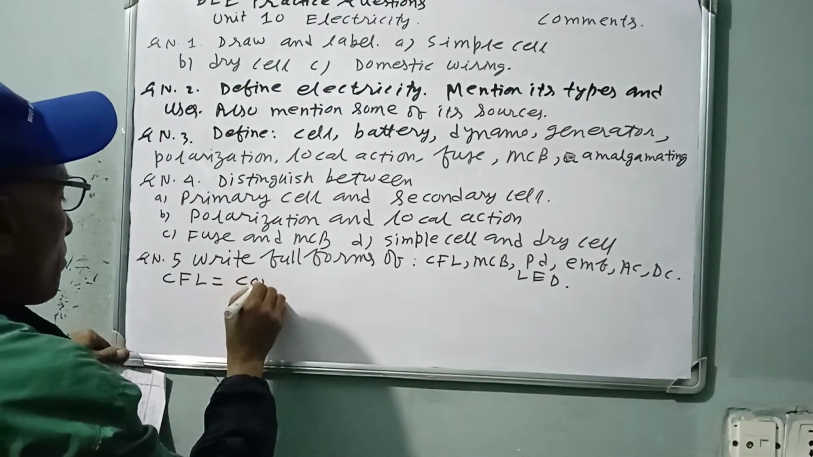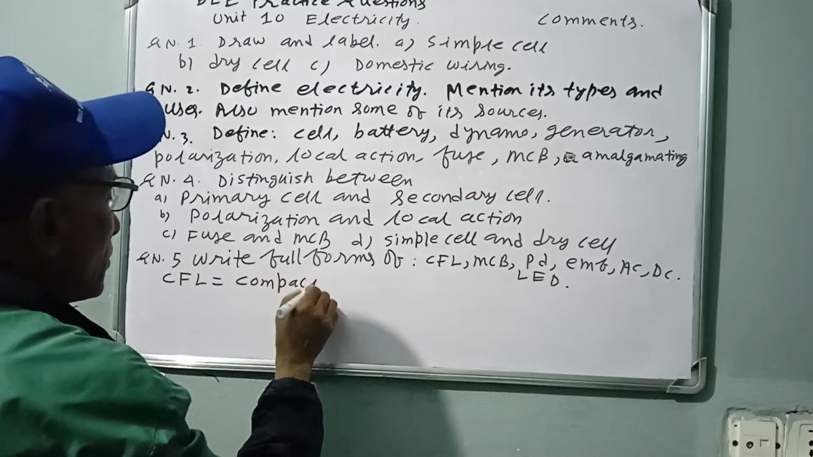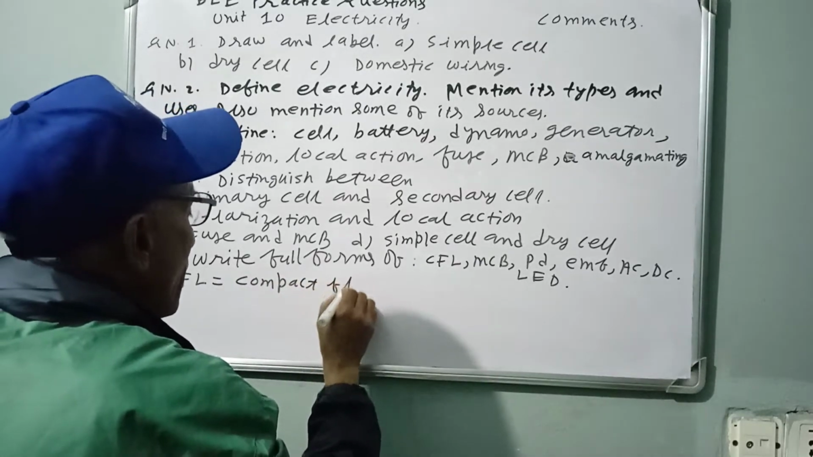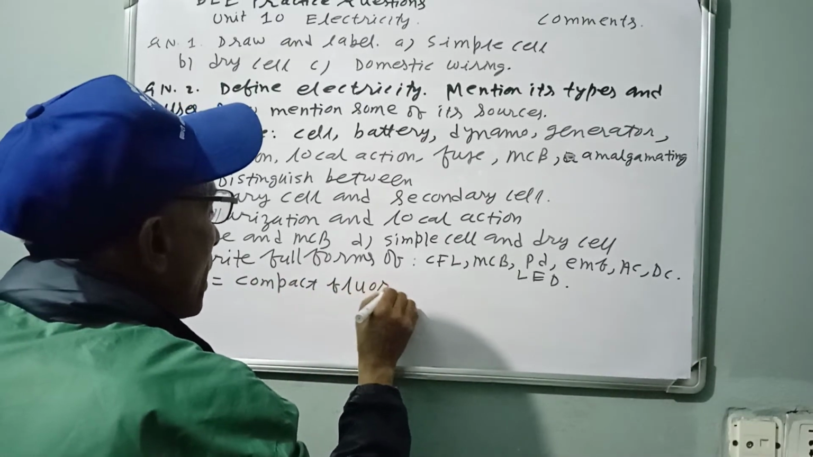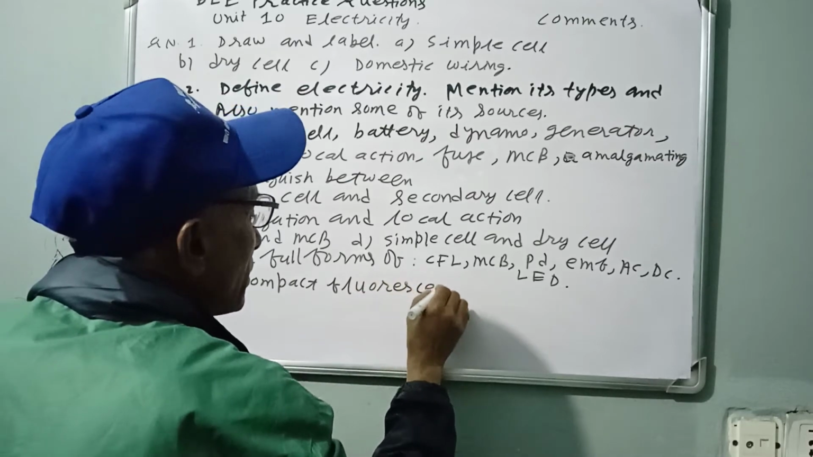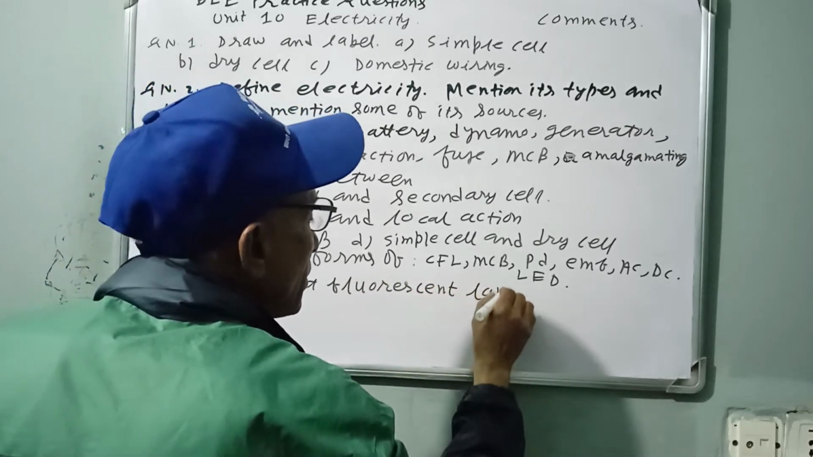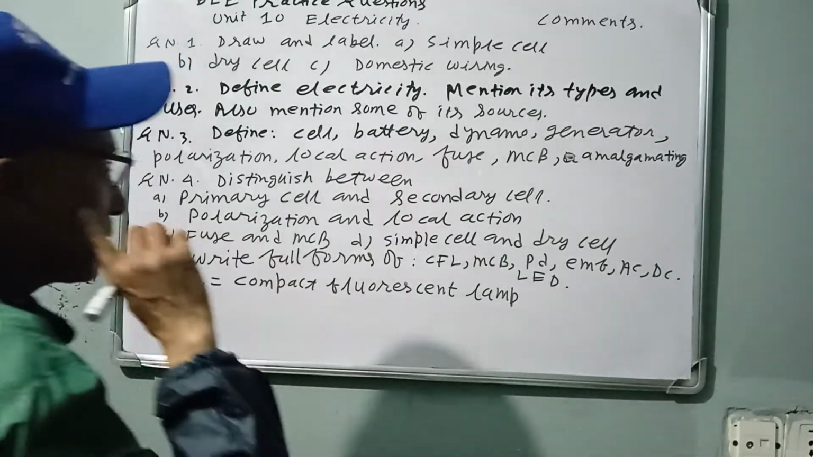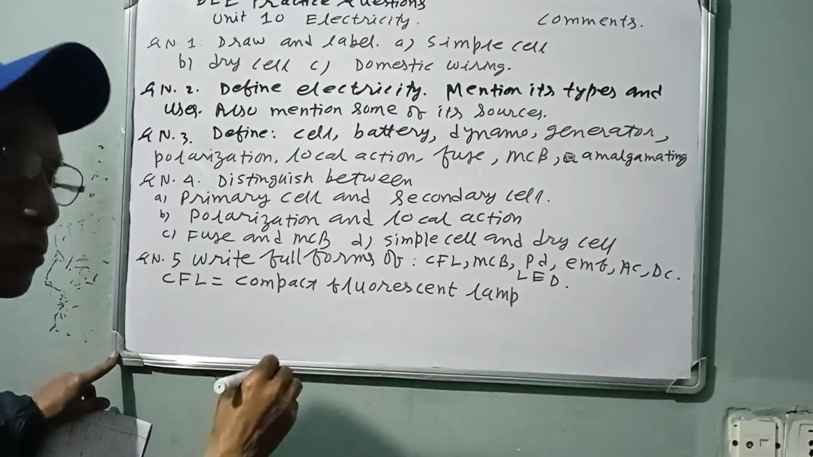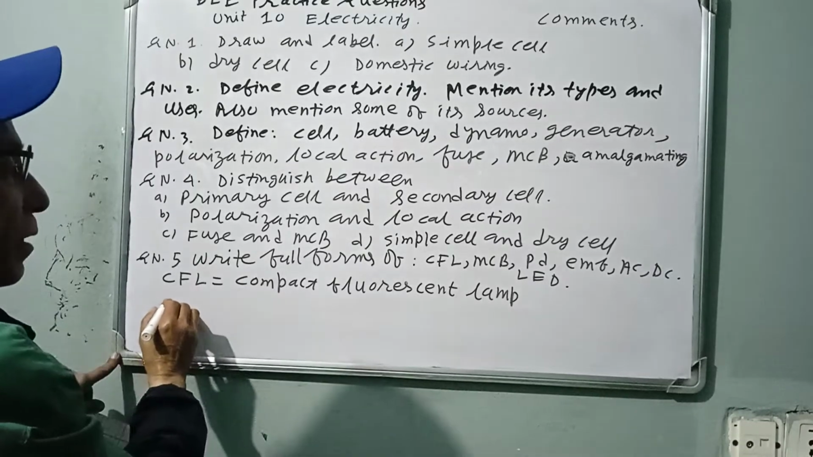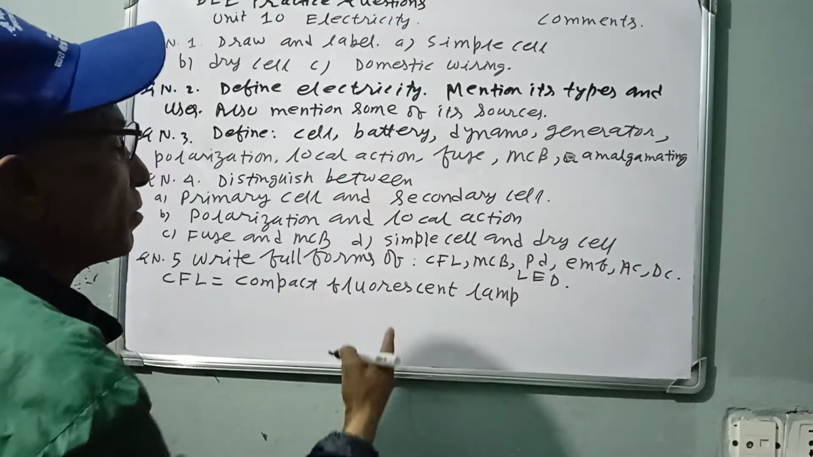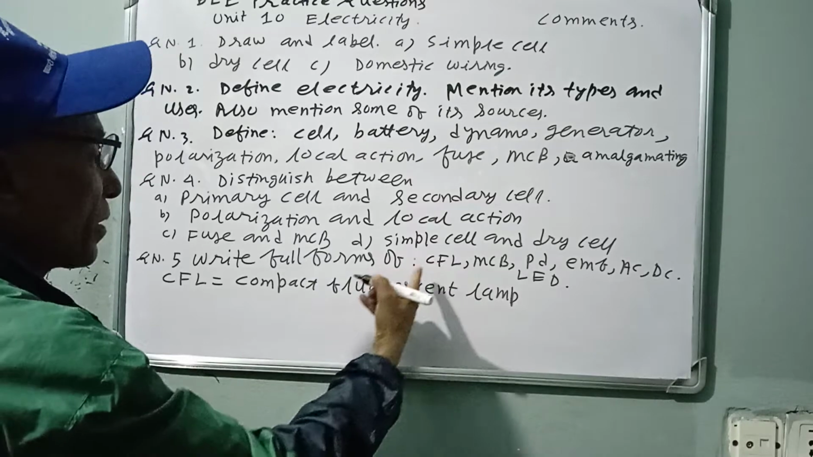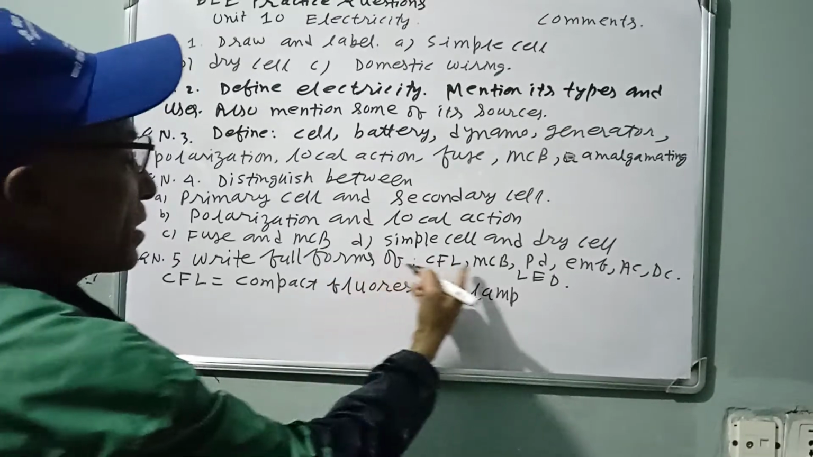CFL: compact fluorescent lamp. Which is more advanced than a bulb. It is better than a bulb, and it has more efficiency.